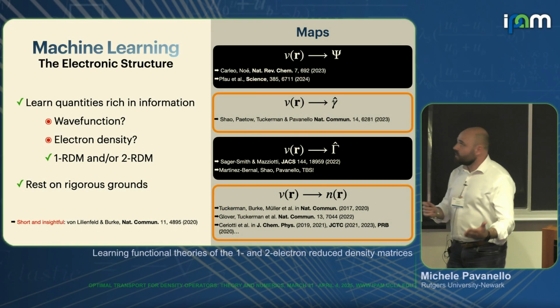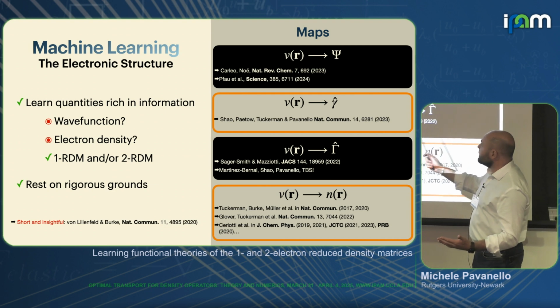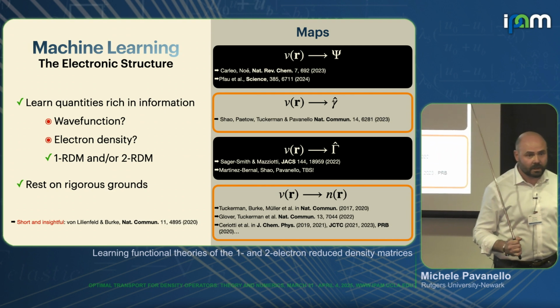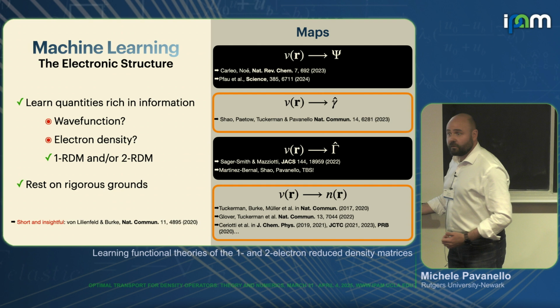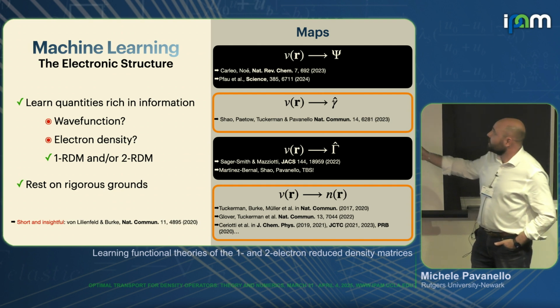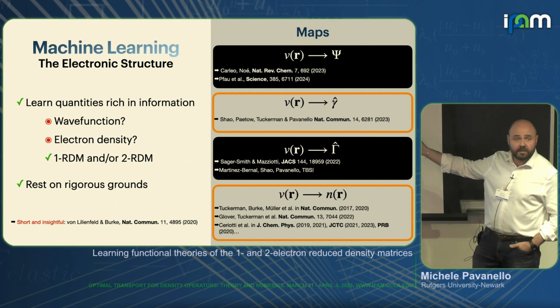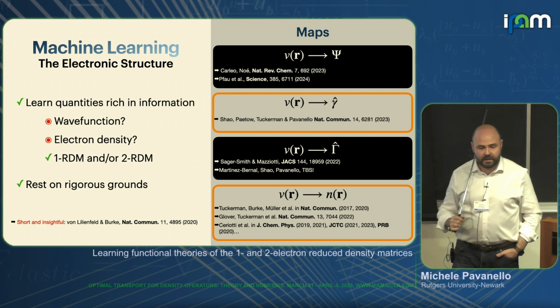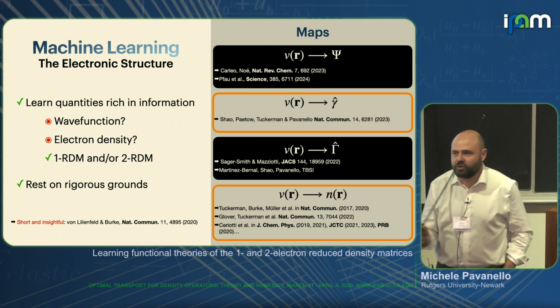So we look at the Hohenberg-Kohn theorems in general. These theorems provide you with maps, and the maps relate the external potential to a quantity of interest. In this case, I'm showing you four possibilities. A map between the external potential and the wave function. You may think, oh, it's useless. Why would you even go there?